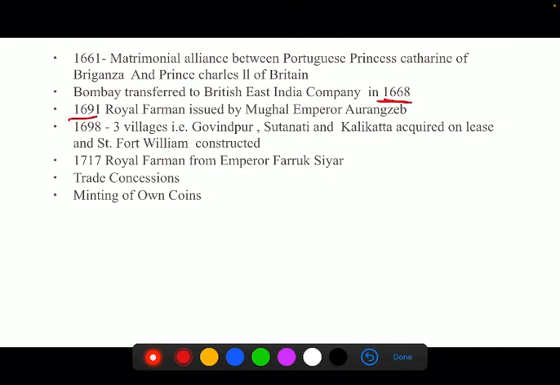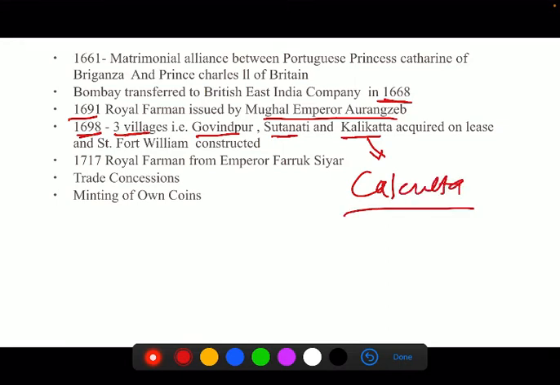In 1691, a royal farman issued by Mughal Emperor Aurangzeb also gave them the permission to do the trade. And in 1698, what happened? They got three villages, that is Govindpur, Sutanati and Kalikatta, which is now known as Calcutta, on accord and lease, and St. Fort William was constructed. Fine.